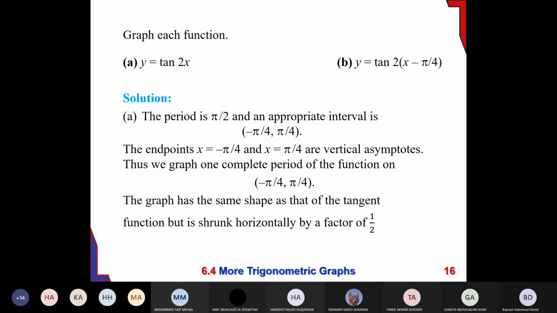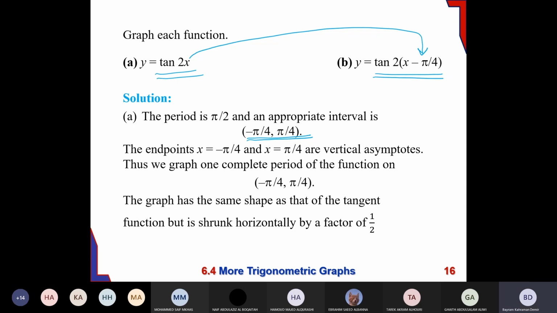Okay. Here is again, suppose you have tangent of 2x. So as I explained, your graph will be between negative pi over 4 and positive pi over 4. All right. And then we're going to see the shift of this graph. If you switch x with x minus pi over 4, you see, from x we switch to x minus pi over 4. What happens to the graph?